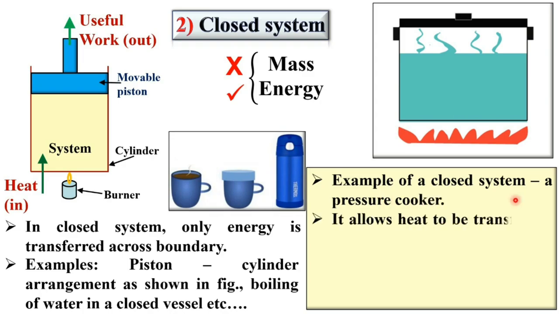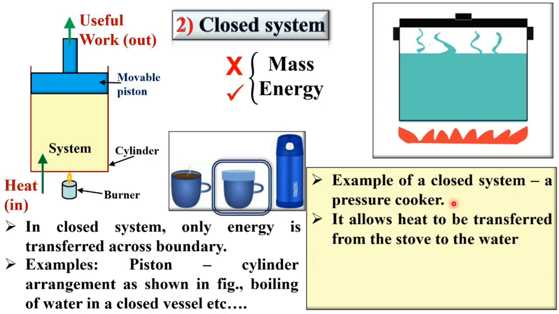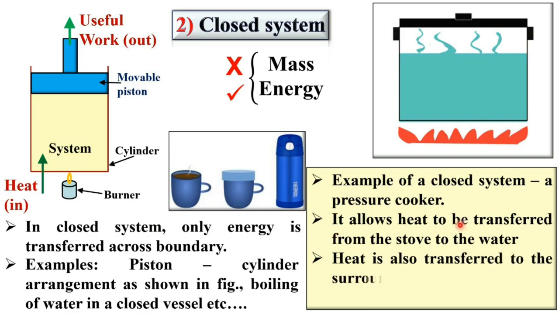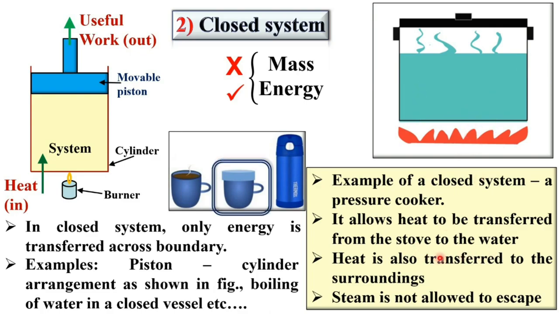Another example of a closed system is the pressure cooker. It allows heat to be transferred from the stove to the water. Here you can see heat is also transferred to the surroundings from this surface, but steam is not allowed to escape. That means mass is not transferred due to the gap. So here also you can see mass is not transferred. That's why it is considered as an example of a closed system.